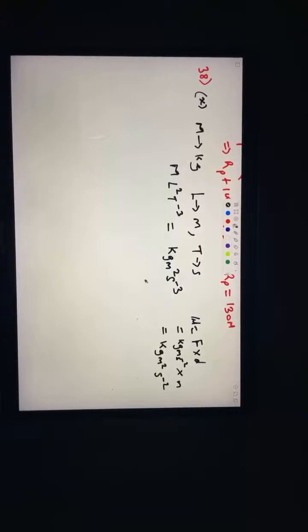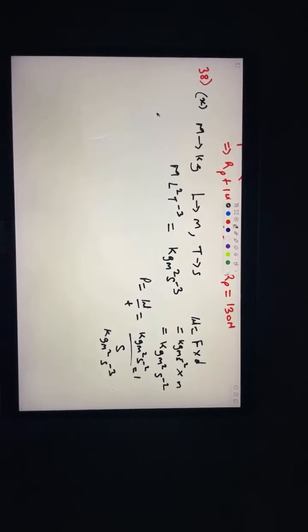So lastly, let's try power. Power is basically work done over time. Since we have gotten work done as kilogram meter squared s raised to power minus 2, and time is down here, we have s. When you do your indices, you have kilogram meter squared s raised to power minus 2 minus 1, that will be minus 3. So hence that belongs to power. So A is the correct answer for X.